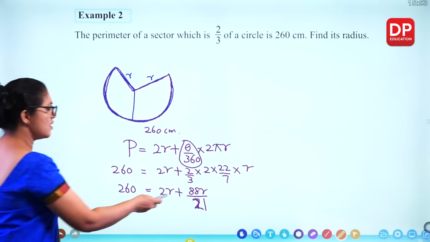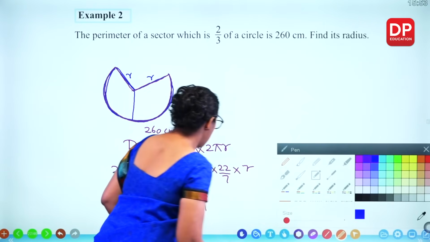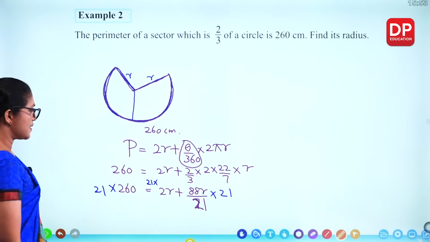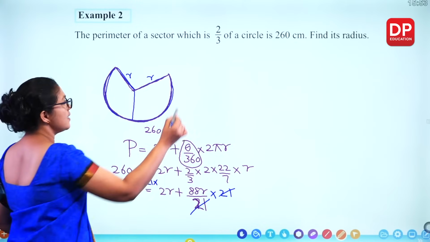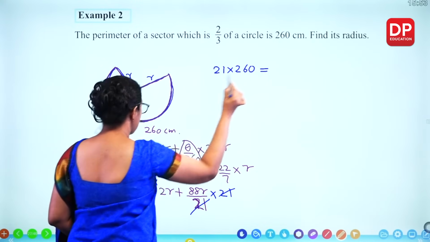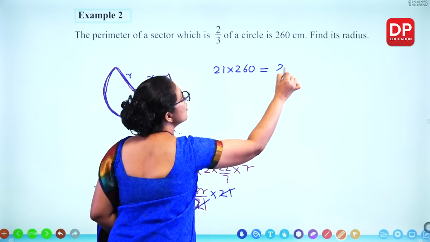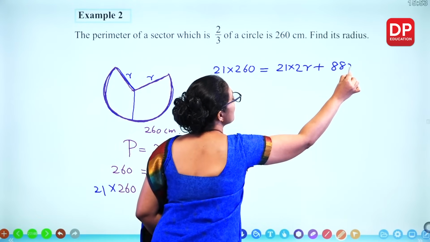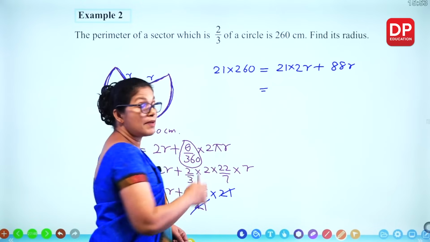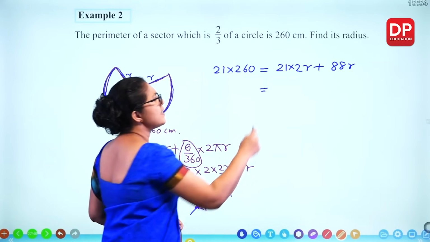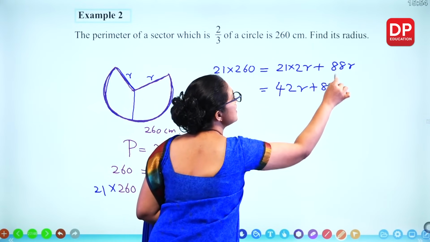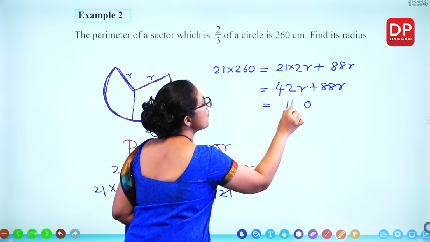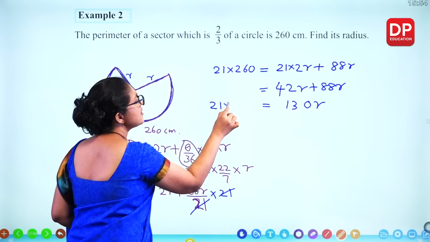So I need to get rid of this 21. So what can I do? I can multiply everything by 21. So what happens here? 21 gets cancelled out. Then what is remaining? 21 into 260 is equal to 21 times 2r plus 88r. Now I see you can simplify the like terms. What is 21 times 2? You get 42. What is 88 here? 88r. So when you simplify like terms, you get 8 plus 2, 10, 1 remaining, 9 plus 4, 13. 130r is 21 times 260.